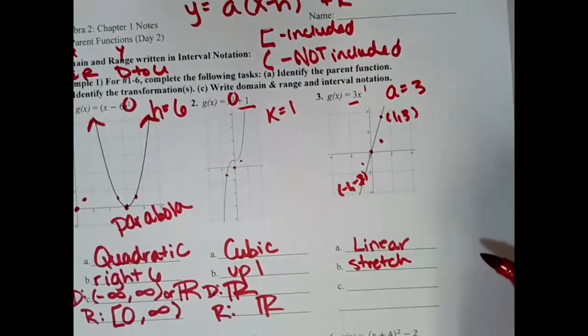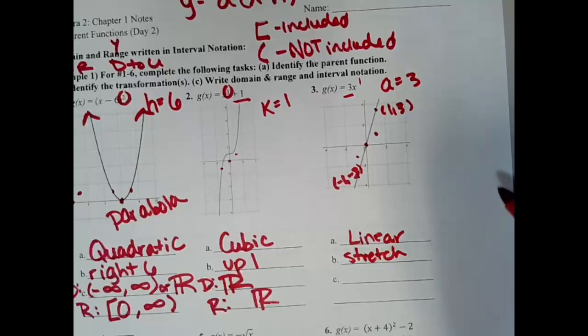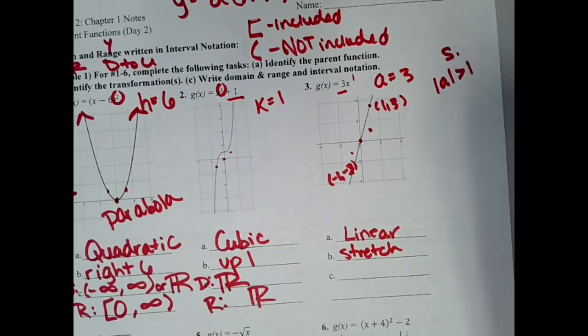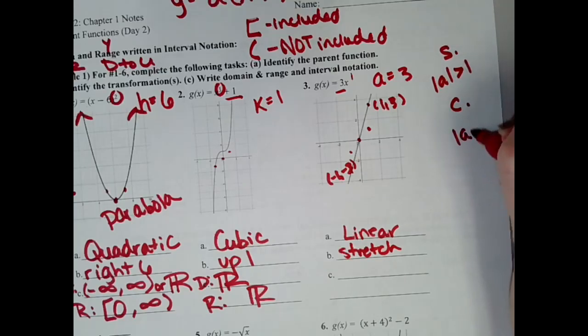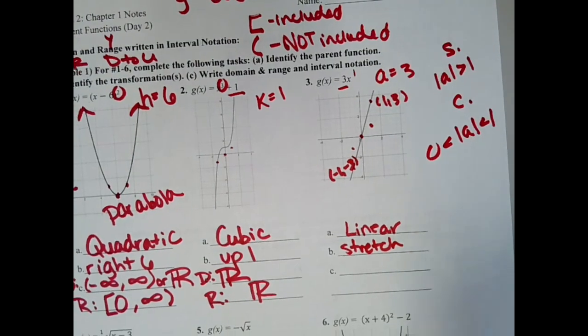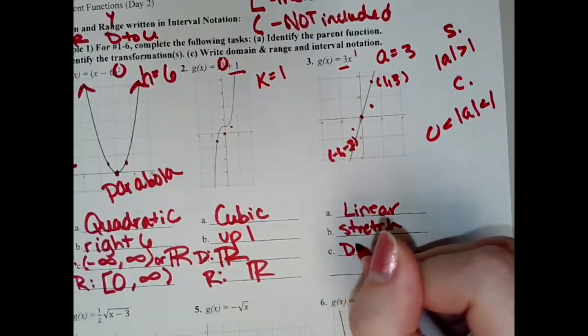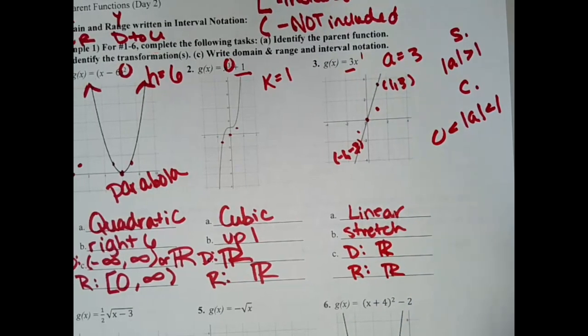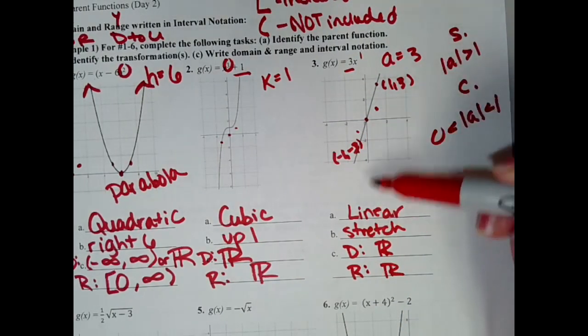Something will be a stretch if the absolute value of a is greater than 1. A compression is if the absolute value of a is between 0 and 1. 3 is greater than 1, causing the stretch. Linear functions, just like cubic functions, will have domain and range of all real numbers, since it goes left, right, up, and down forever.